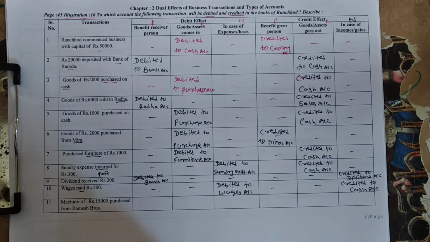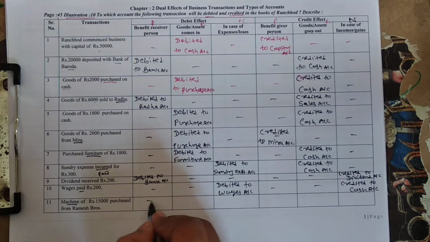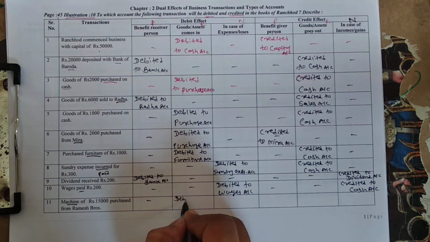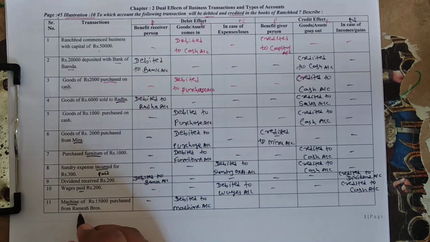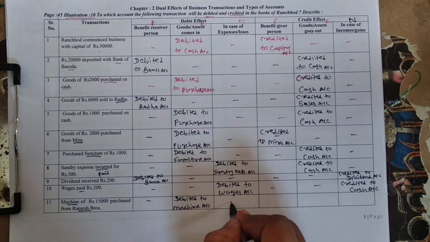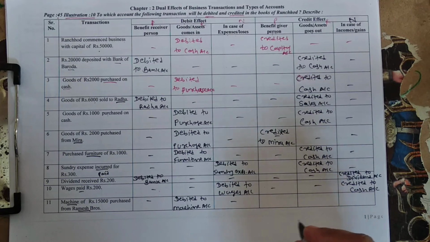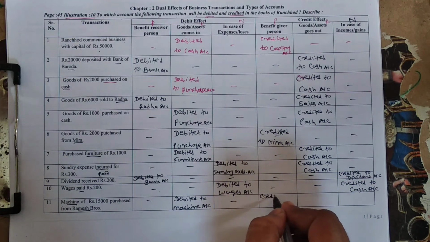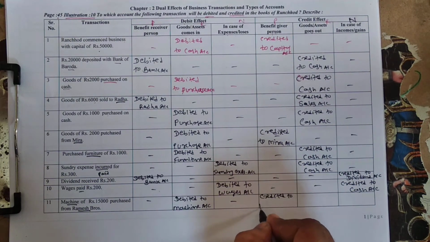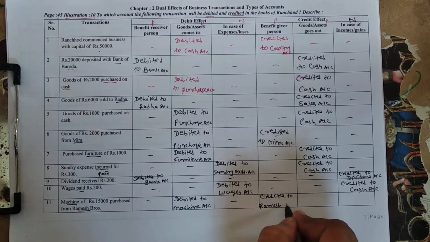Number 11, machine of rupees 15,000 purchased from Ramesh Brothers. Student, here machine is purchased, machine comes in. Debit what comes in. Machine is a real account, so debited to machine account. Student, real account. And Ramesh Brothers is the giver, so credit the giver. So the effect on personal account, credited to Ramesh Brothers account.